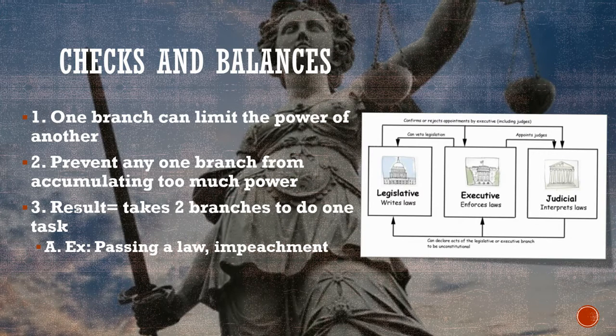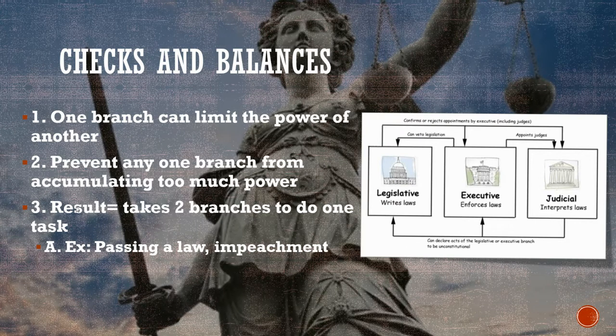For example, passing a law. A law is made in Congress, but Congress doesn't do it alone. After a law is made in Congress in the legislative branch, it goes to the president, and the president has the power to sign that law into action, enforce that law, or can veto that law.